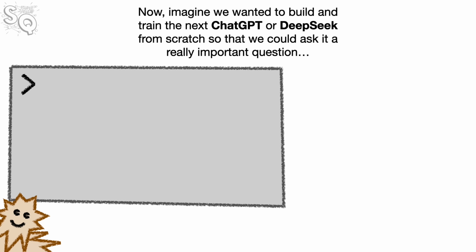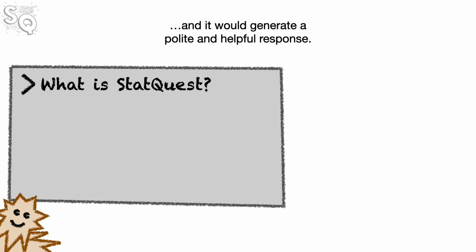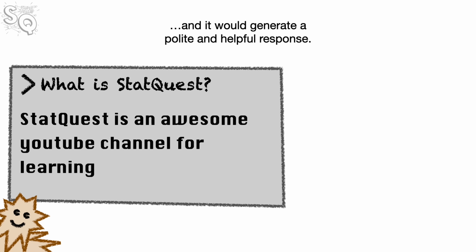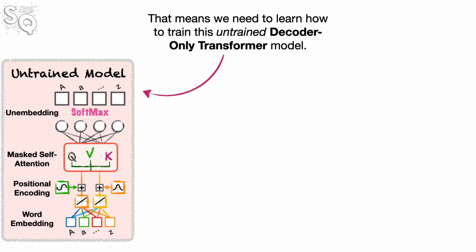Now, imagine we wanted to build and train the next ChatGPT or DeepSeek from scratch so that we could ask it a really important question: What is StatQuest? And it would generate a polite and helpful response: StatQuest is an awesome YouTube channel for learning about AI. That means we need to learn how to train this untrained decoder-only transformer model.